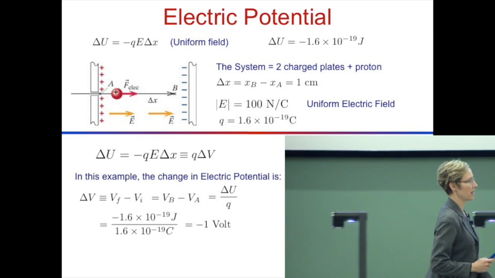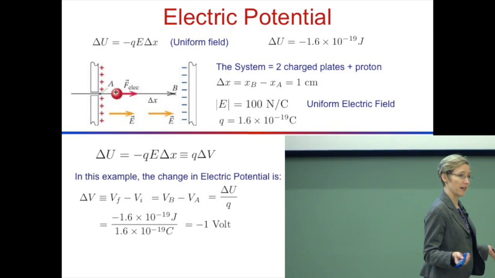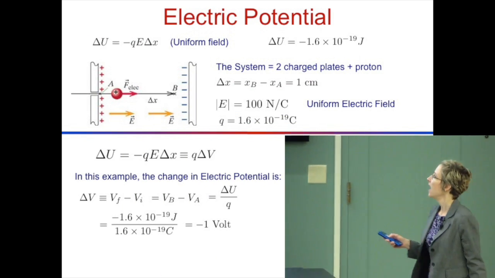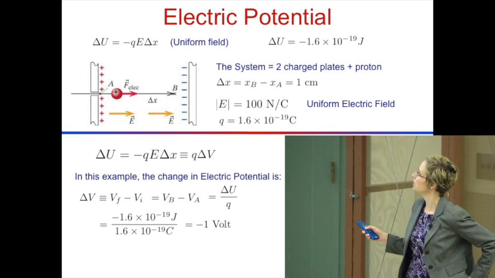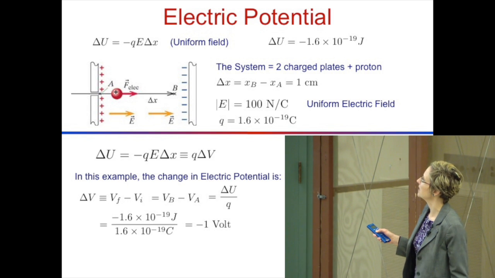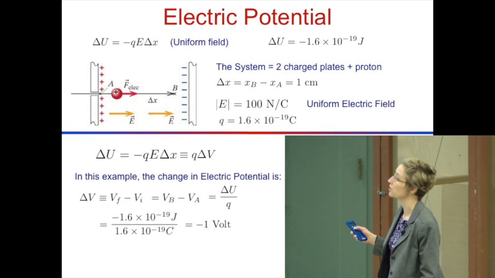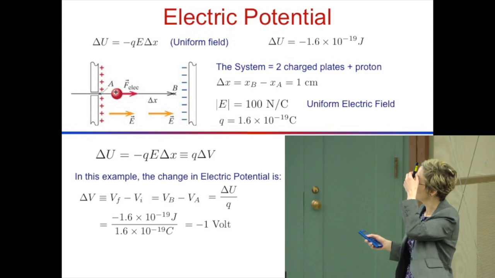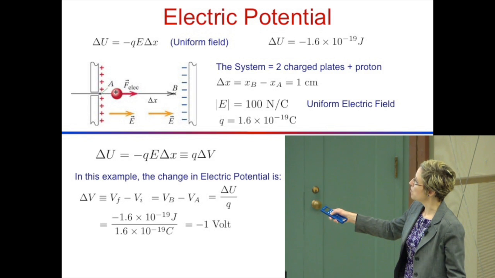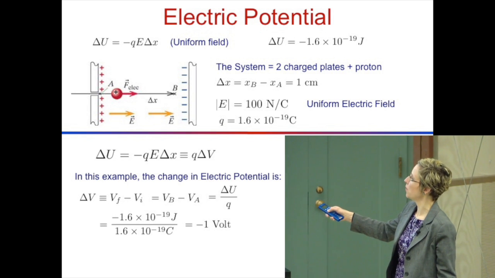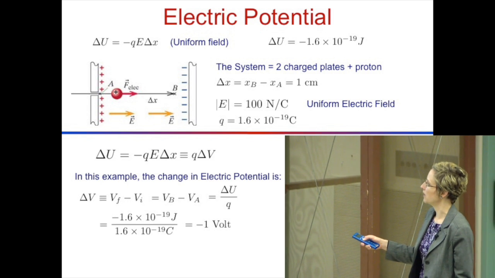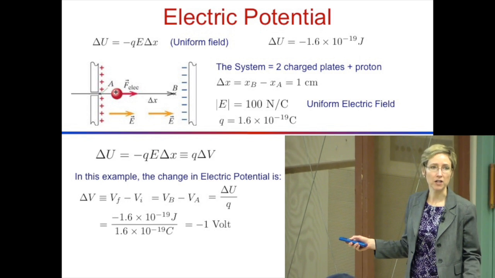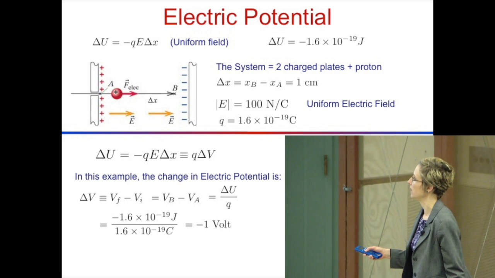Okay, so back to the electric potential then. We can think about it like a height. So we said in this example that we had a change in potential energy. The change in potential energy is minus 1.6 times 10 to the minus 19 joules, or minus 1 eV, right? And so in moving from point A to point B, the positive charge went down in potential energy, and there was also a change in electric potential, which we could calculate from that.